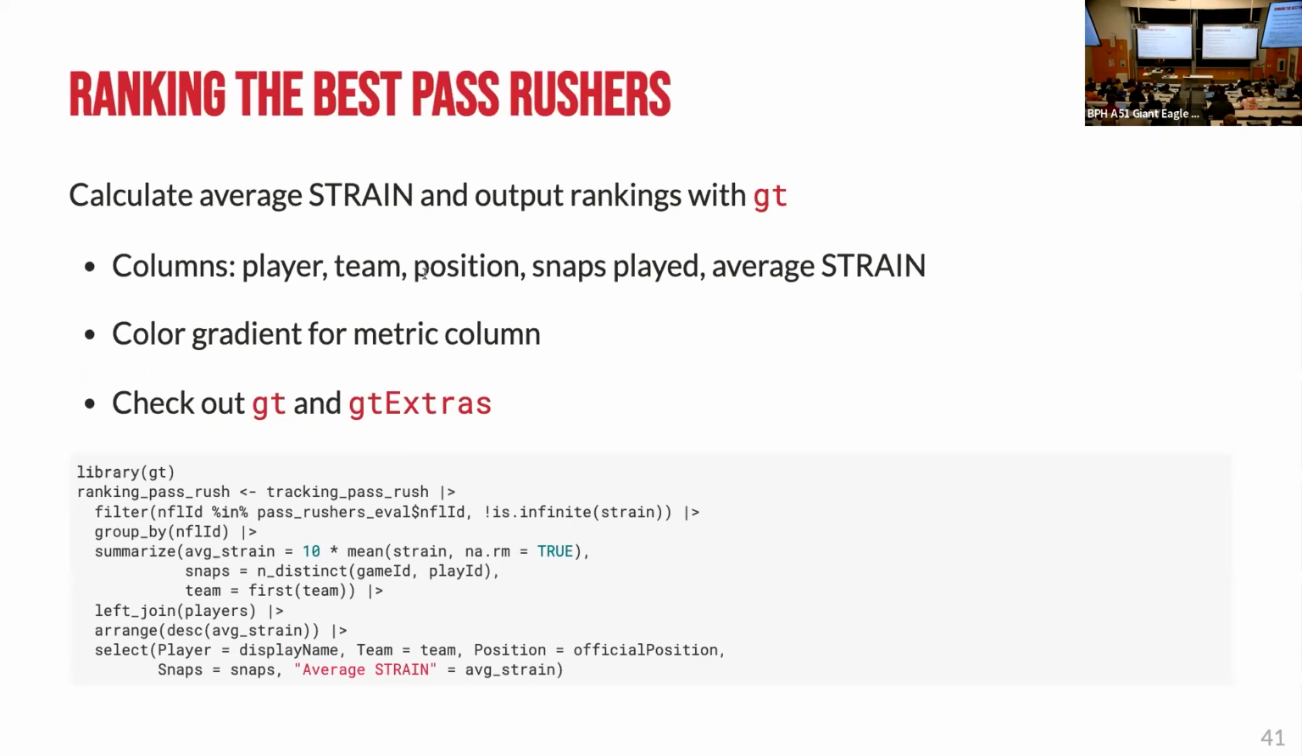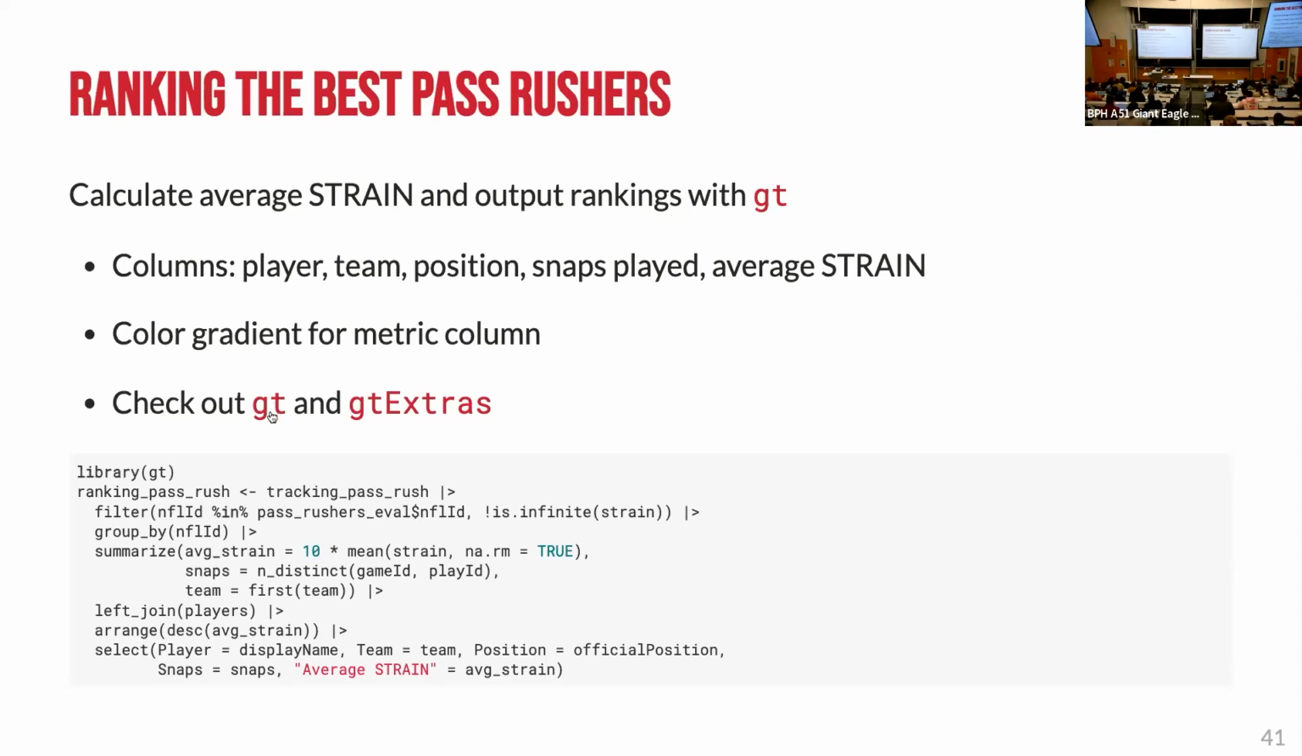Then we can just keep those players and calculate their average strain aggregated across all the data across those 8 weeks, and then output the rankings with something called GT, known as the grammar of tables. I'll touch on that a little bit more later on. So here, what we want for our output table are the following columns: player name, obviously, the team, position, number of snaps played, which we probably need, and then obviously what we care about most, the average strain. Since we care most about that, we want a color gradient for that metric column in our outputted table, where the darker the color, the higher the value.